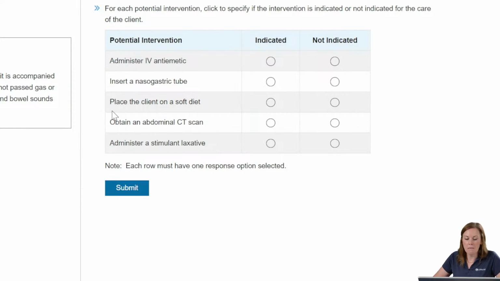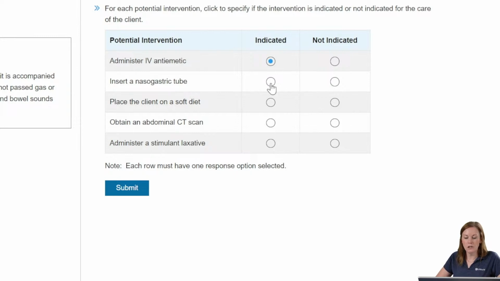Administer an IV antiemetic. This is going to be indicated. Antiemetics are going to help relieve our nausea and provide symptom relief. But the key there is IV. We don't want to give this client anything that's going to go into their abdomen, so we want to give them IV medication. We want to bypass the abdomen.